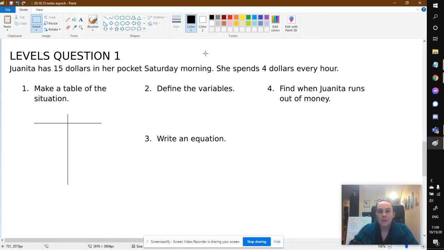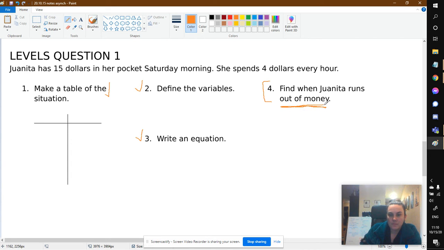Okay, the first thing I want to point out on the assignment is the levels 1 question, right? Juanita has $15 in her pocket Saturday morning. She spends $4 every hour. At this point, we've made a table before, we've written equations before, we've defined the variables before. What I want to talk about is this number 4 question. Find when Juanita runs out of money.